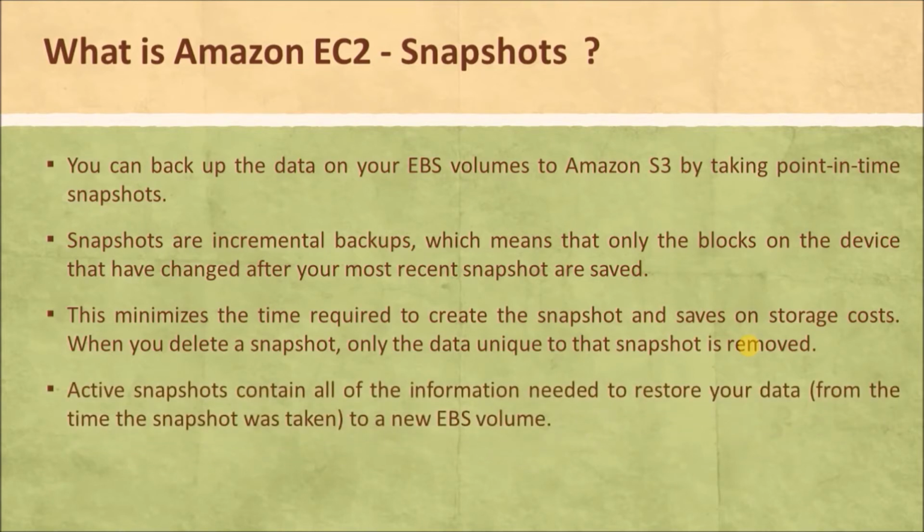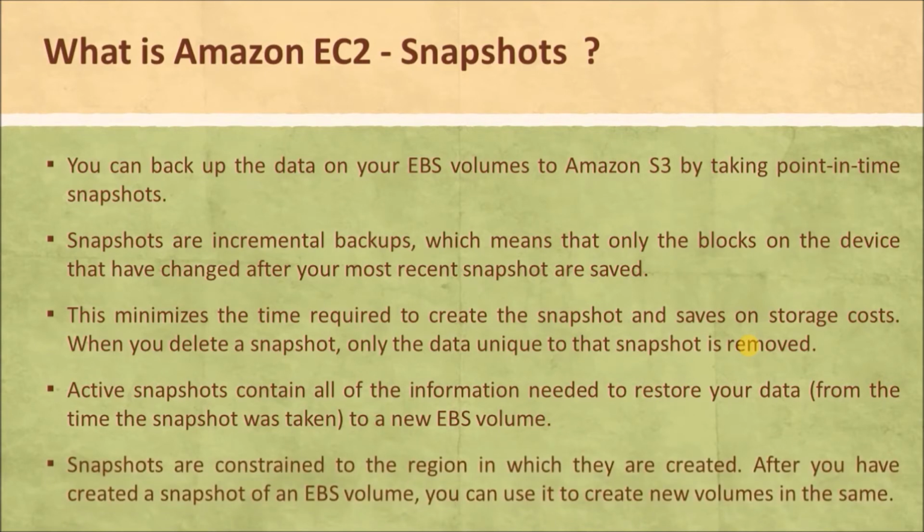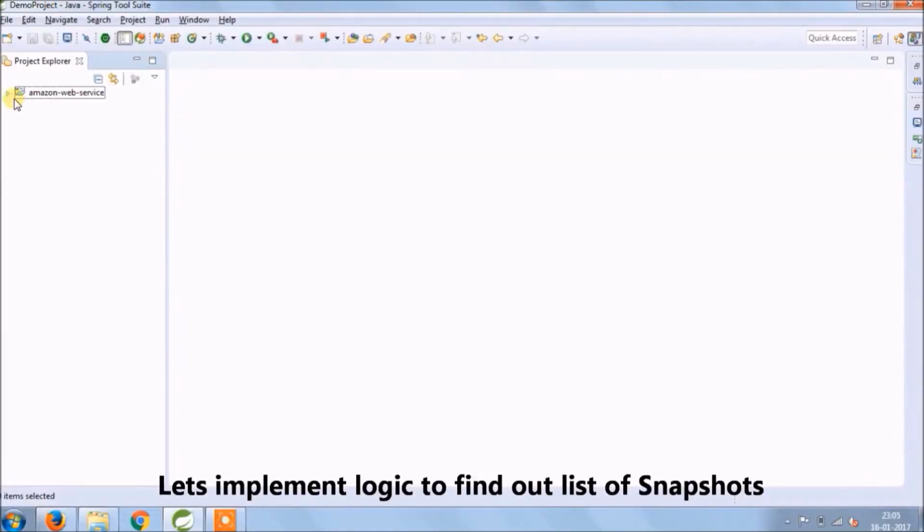Active snapshots contain all of the information needed to restore your data from the time the snapshot was taken, to a new EBS volume. Snapshots are constrained to the region in which they are created. After you have created a snapshot of an EBS volume, you can use it to create new volumes in the same region. Let's implement logic to find a list of snapshots.